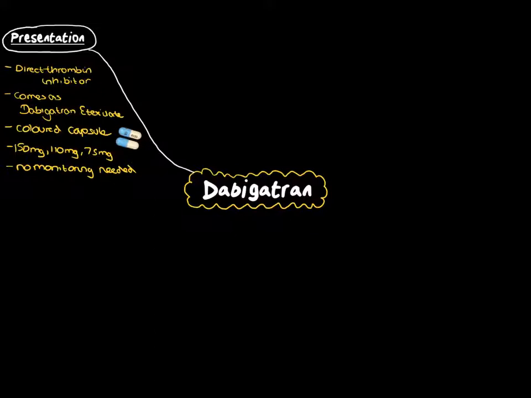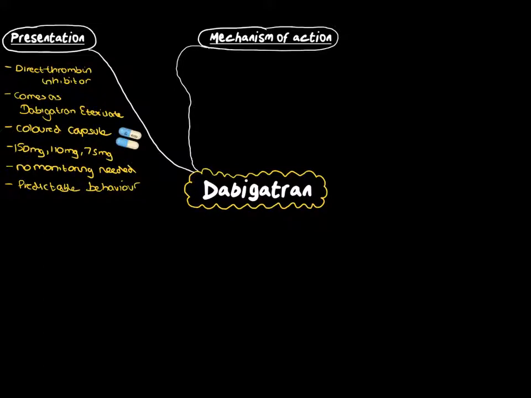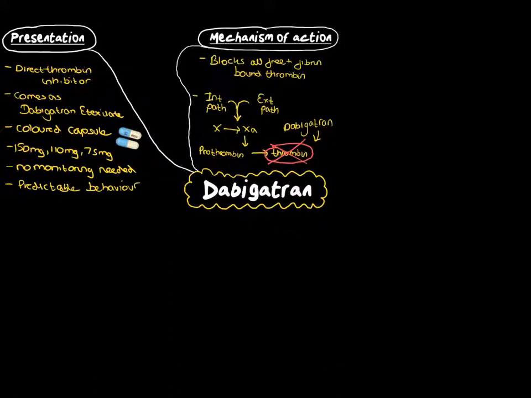The mechanism of action of Dabigatran, as I've said, is a direct thrombin inhibitor. What that means is it blocks all of the free and fibrin-bound thrombin within the circulatory system. As you can see from the diagram on the screen, that's at the latter part, the common component of the coagulation cascade. Dabigatran has no effects on the intrinsic or the extrinsic pathways within that process.